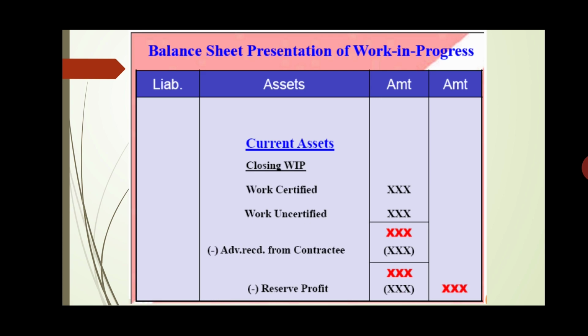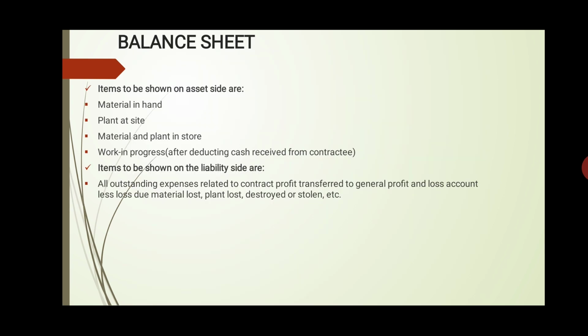Work in progress on the asset side will be shown, showing work certified and work uncertified, add them, then minus cash received. Advance received means minus cash received, which will be given to you in the question, then minus WIP reserve, which you will be calculating from the contract account. So these are only snapshots given to you to familiarize the concepts. The practical will bring much clearer understanding for you.